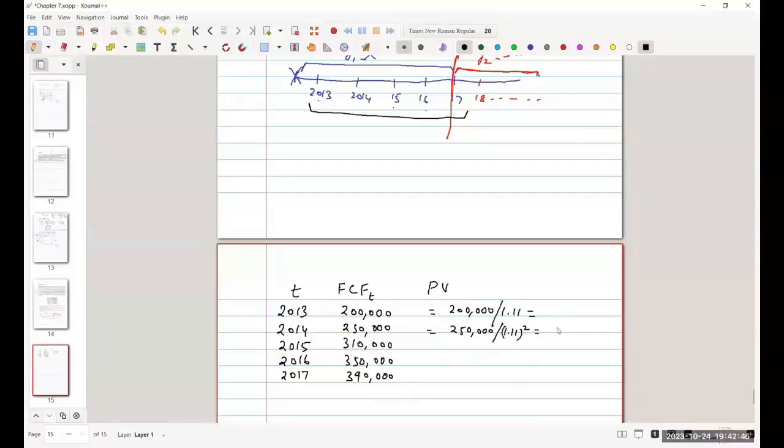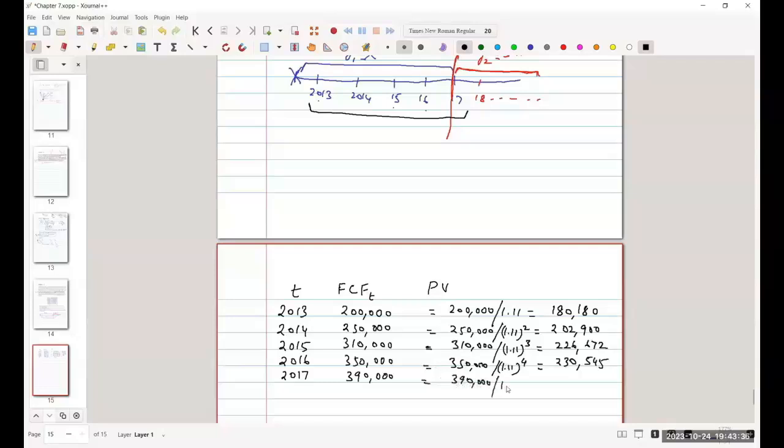So like this, and these results will be as follows. This one will be 180,180. This one will be 202,900. When you do something similar here, it will be 310,1.11 to the power 3. This will be 226,672. Likewise here, power 4, this will give us 230,545. And the last one, 390,000.